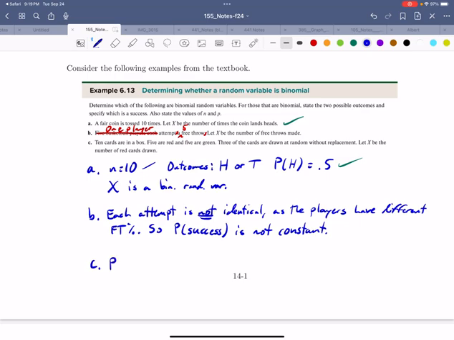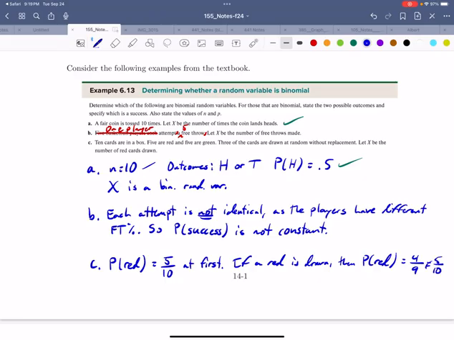probability of getting a red card drawn is going to equal 5 out of 10 at first. If a red is drawn, then the probability of red drops down to 4 out of 9, right? Because there are 9 cards remaining and only 4 are red, which is not the same as 5 out of 10. And if a red is not drawn, then the probability of a success is 5 out of 9, which is also not the same as 5/10.